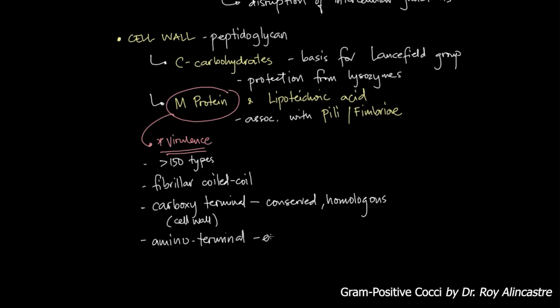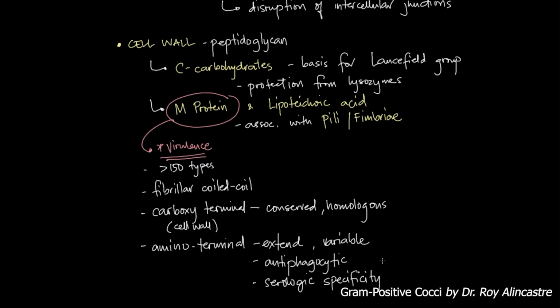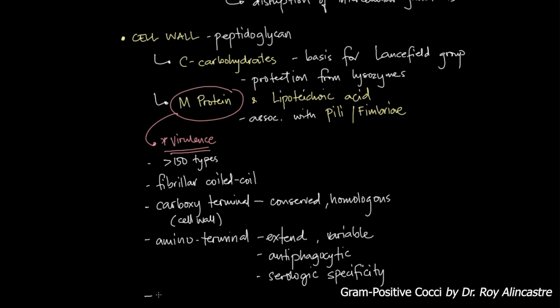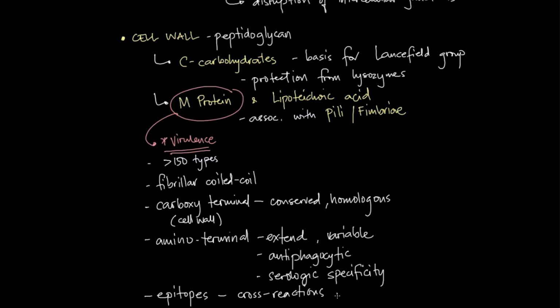The amino acid sequences at these amino terminal portions are the most variable, and they provide an antiphagocytic effect, and they also provide the serologic specificity of each type. No? Because this part is exposed, it is also the most available to immune surveillance. Now, the different types also contain epitopes that may stimulate cross-reactive immune reactions, like the one you will see in rheumatic fever. Epitopes are the portion of the antigen where the antibody attaches to. Okay.